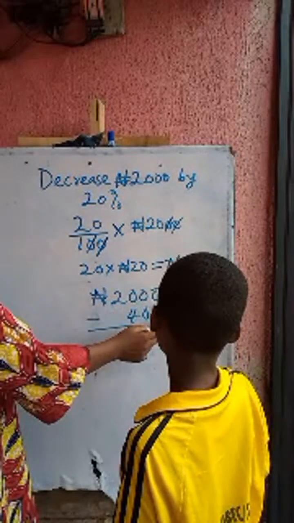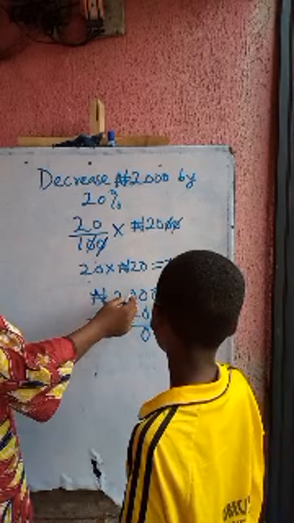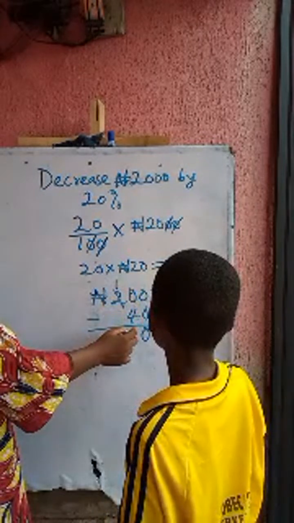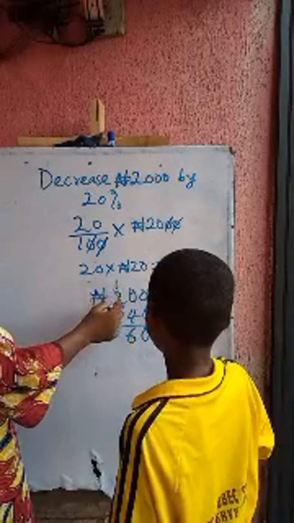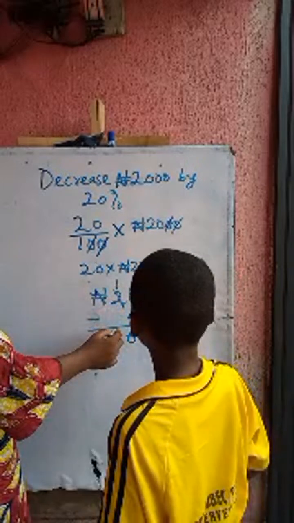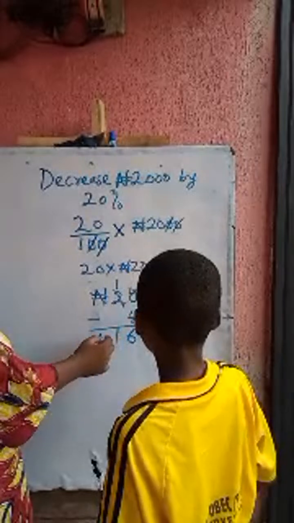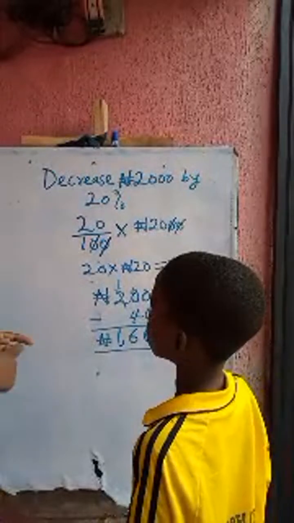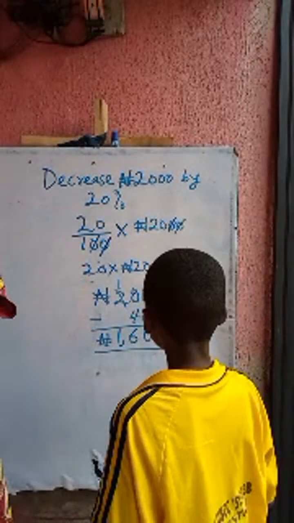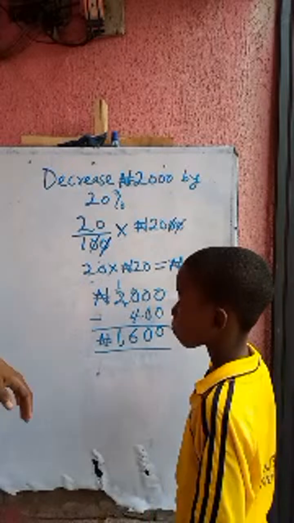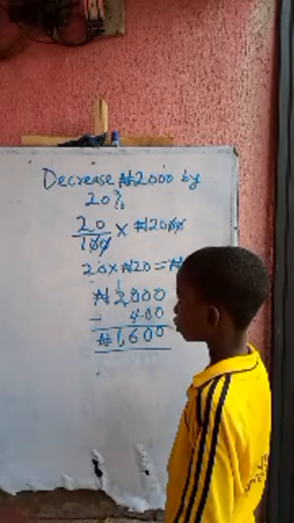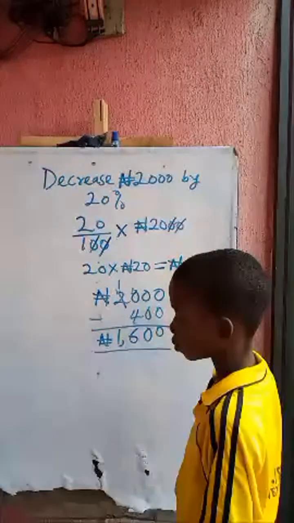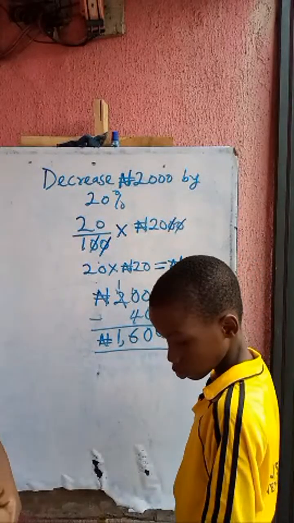0 minus 0 is 0. 0 minus 0 is 0. 0 minus 4 is impossible. We borrow 1 from 2, it becomes 1. 10 minus 4 is 6. 1 minus 0 is 1. So what do we have? We have 1,600 as our final answer. So in decreasing 2,000 naira by 20%, our final answer is 1,600 naira.